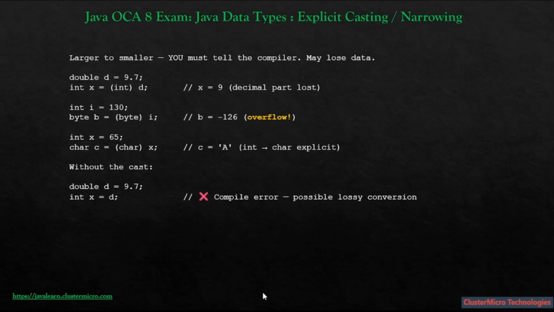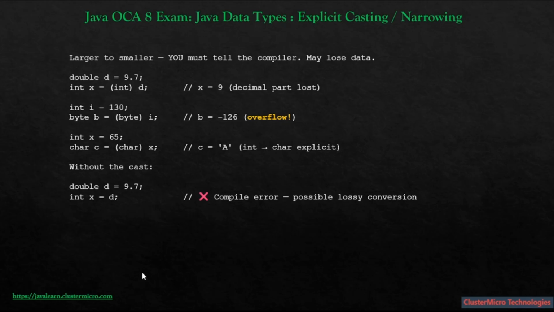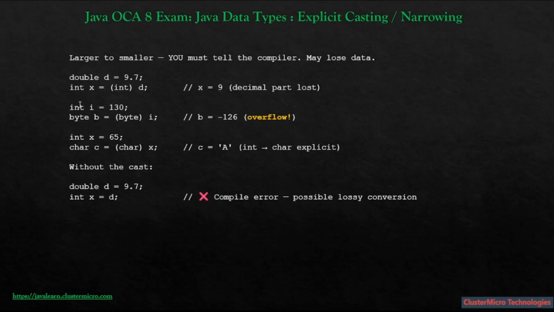Now let's come to explicit casting, or narrowing. In the first example, we are trying to assign a double value to an int, right? It's narrowing, so we have to do explicit casting here to make it an int. Same with the next example, int i and byte b, right? In this case also, int is much larger and we are trying to narrow it down to a byte. So we have to explicitly cast it.